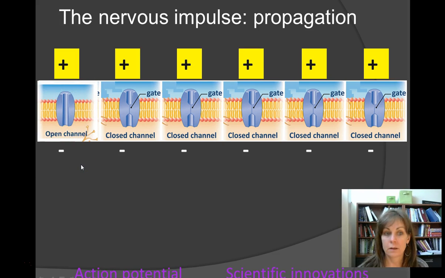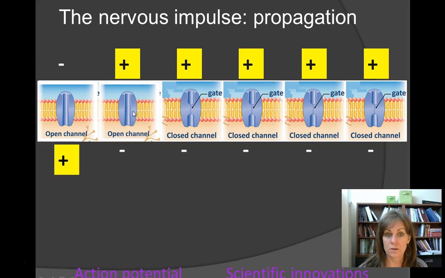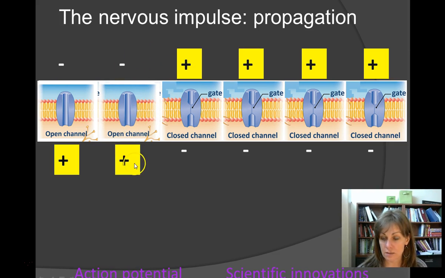Channels open. Say this is the initial segment right here. Sodium rushes in, and we get a movement of the inside to become positive, and the outside is negative. This is going to trigger the gate or the channels in front of them to open. So we get an open, and again, a change across the membrane right in front of the initial segment.